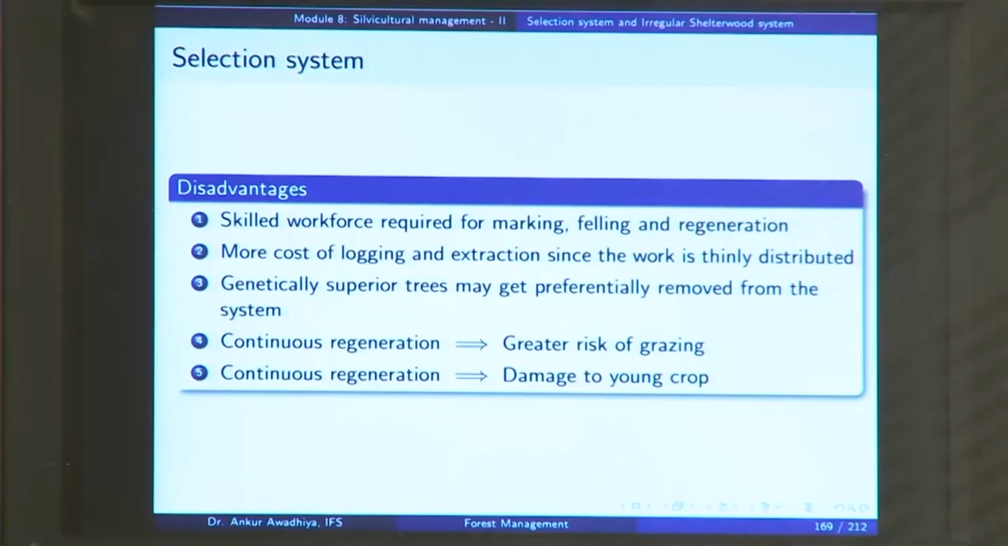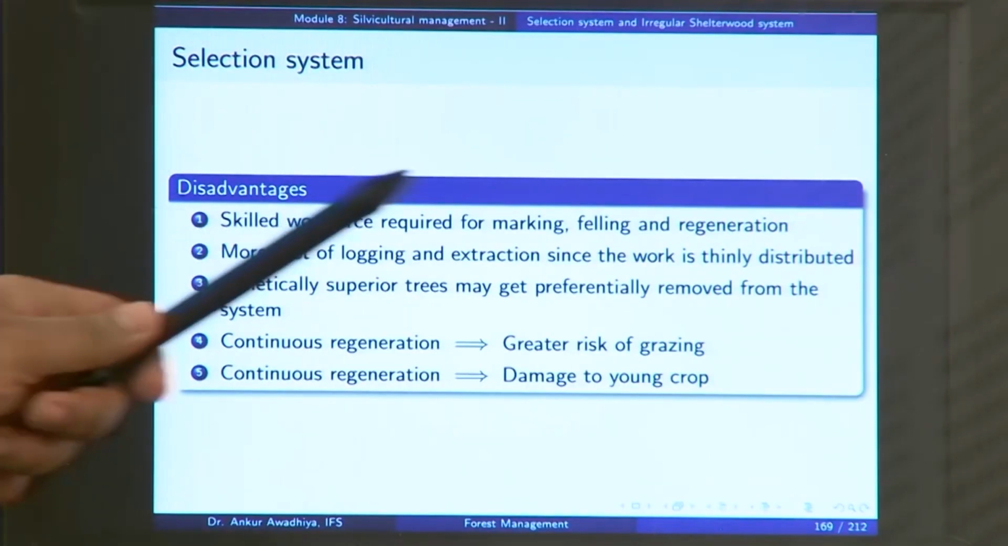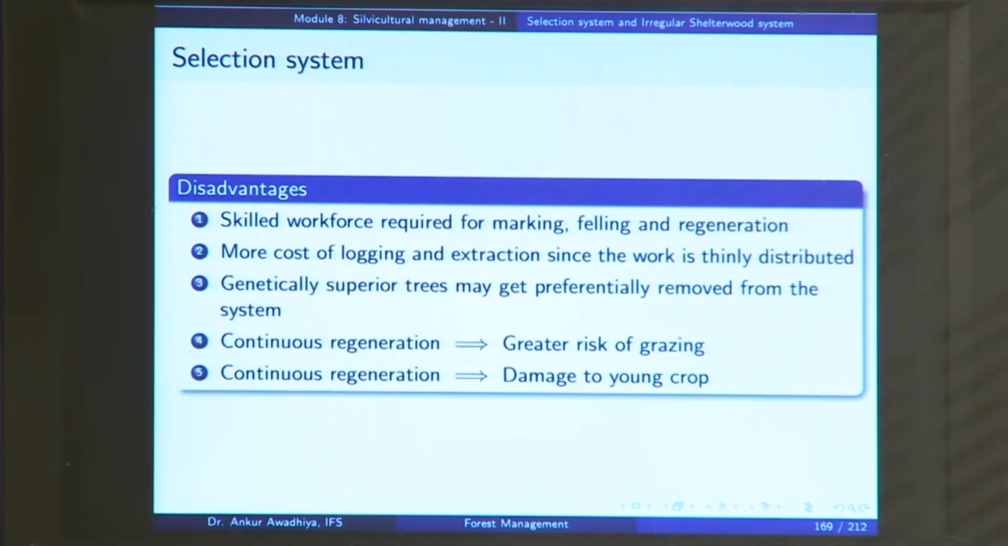So, what happens is that you fell that tree. So, before it gets a time to produce sufficient number of seeds that would be having the superior genetic qualities, the tree is felled. So, there is a chance that the genetically superior trees may get preferentially removed from the system. Then also, because you have a continuous regeneration throughout the forest, so at all times you are having the young crop that is there in every portion of the forest.